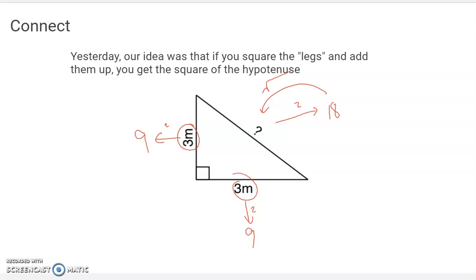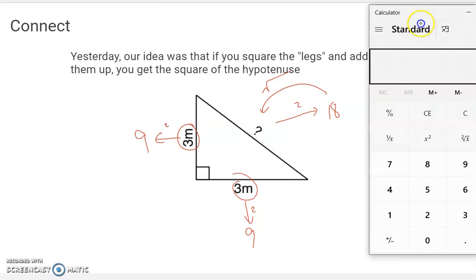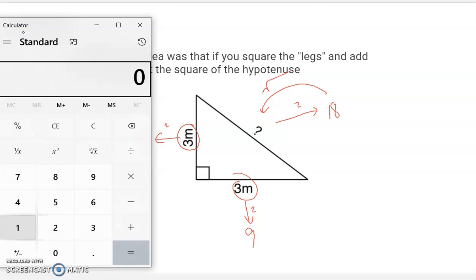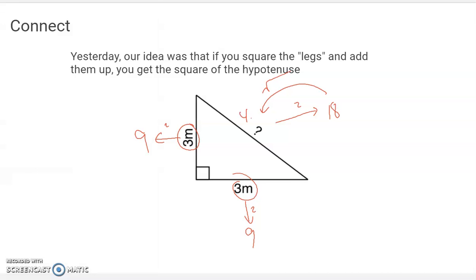I have a calculator up. And then we got it. The square root of 18 is about 4 1/4. That is about how long that was. That was our idea from yesterday. So square the legs, you'll get the square of the hypotenuse, and you can go back and get that. So 3, 3, and a bit more than 4.